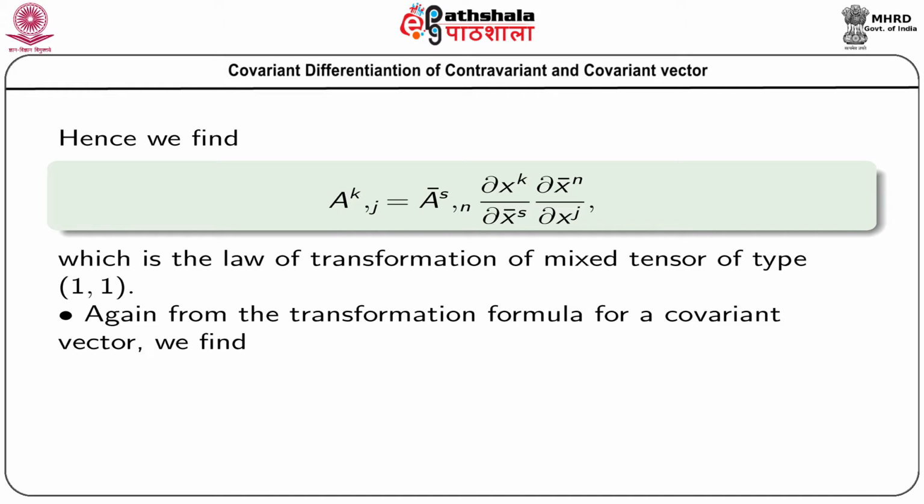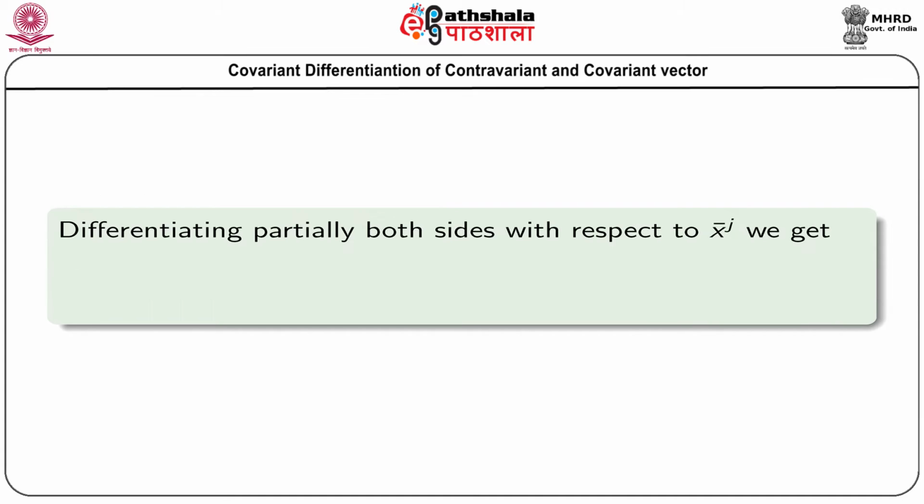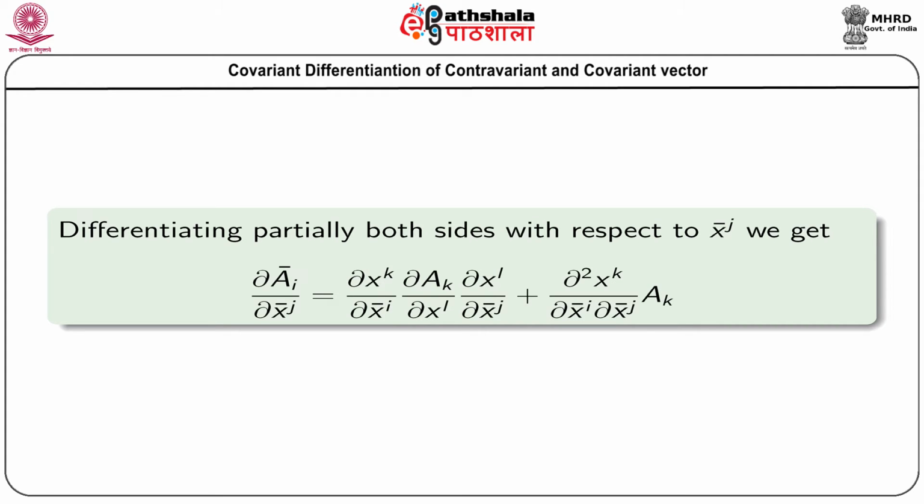Again, from the transformation formula for a covariant vector, we find ā_i equals ∂x^k/∂x̄^i a_k, and again in the similar manner, if we differentiate with respect to x̄^j, we get this expression, which also contains a second order partial derivative on the right hand side in the second term, ∂²x^k/∂x̄^i∂x̄^j.